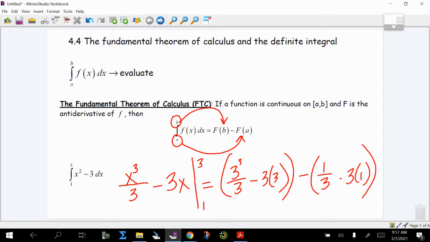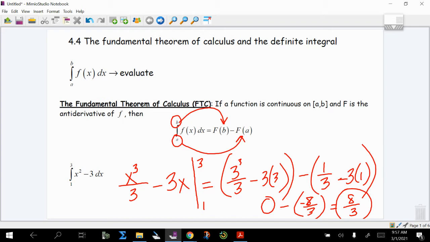And here's where it helps to have a calculator or to work with really easy numbers. 3 cubed is 27, divided by 3 is 9, minus 9. You actually get 0 for this one. And then in here, we get 1/3 minus 3. So 1/3 minus 3 would be negative 8/3. And we end up the negatives canceling, getting positive 8/3. The answer is going to indicate area under the curve between those boundaries.